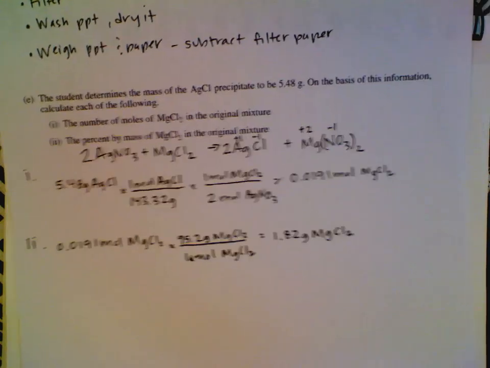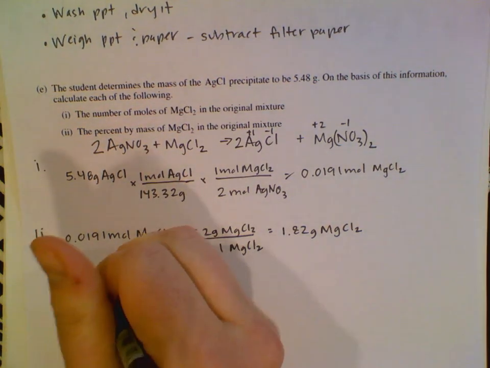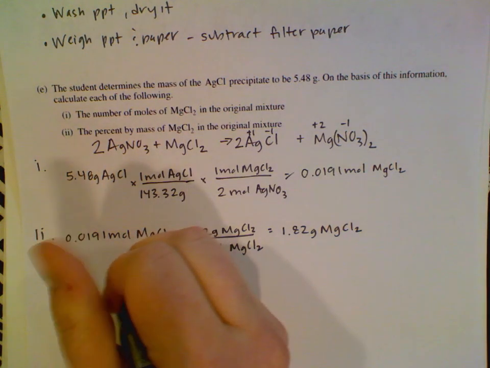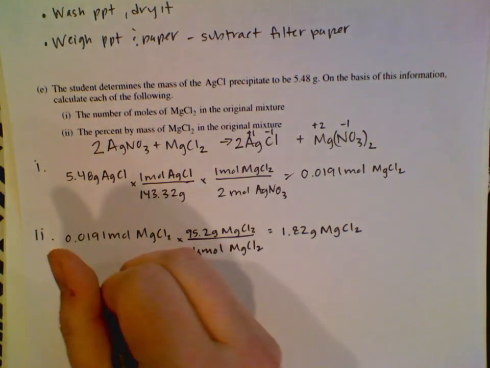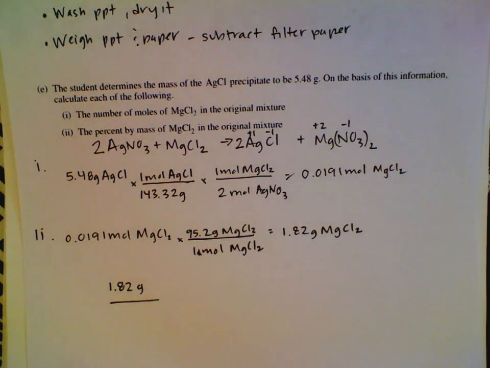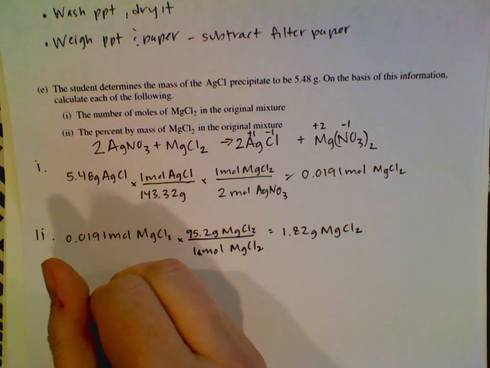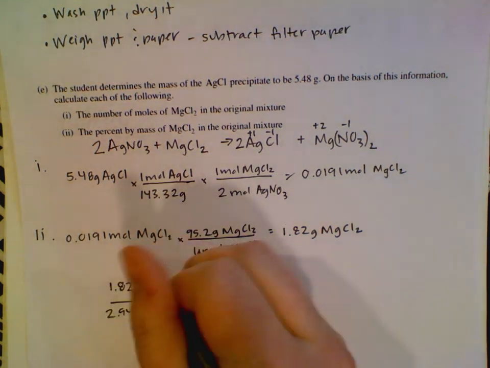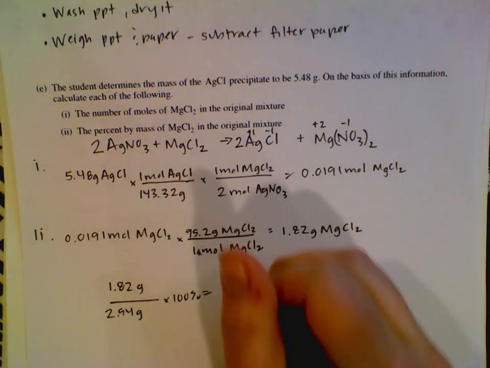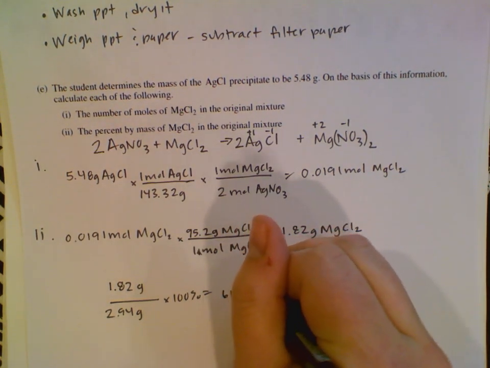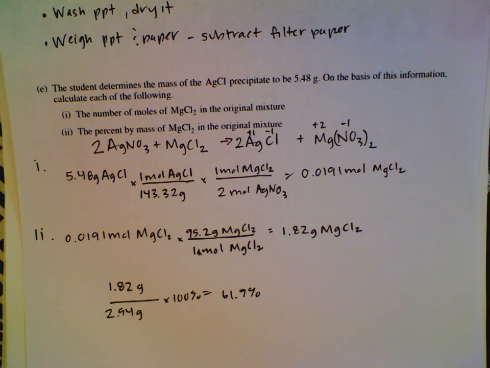If I want to find my percent composition, what I need to do is take the mass of my MgCl2, which is 1.82 grams, and divide it by the whole mass of my mixture, which was a long time ago, but weighed 2.94 grams. And then I'm going to multiply that by 100%. And when I do that, I get 61.9% by mass. Hopefully that clears things up.